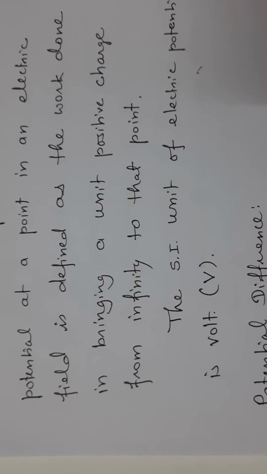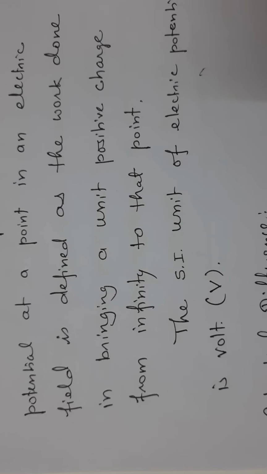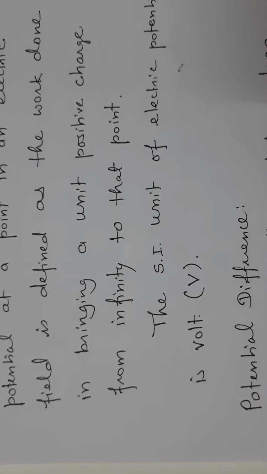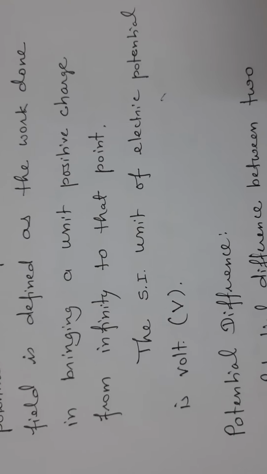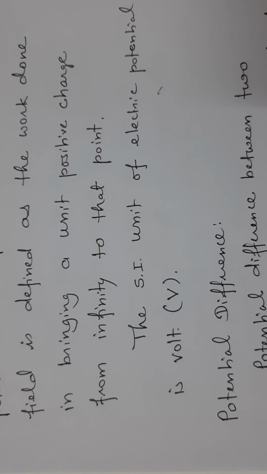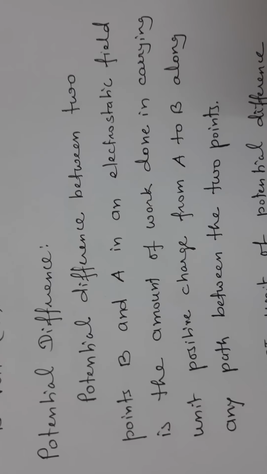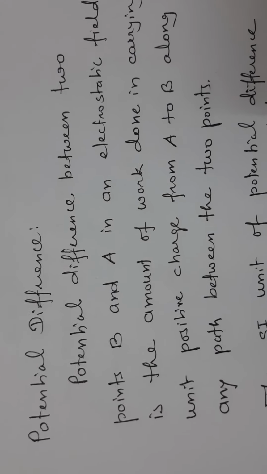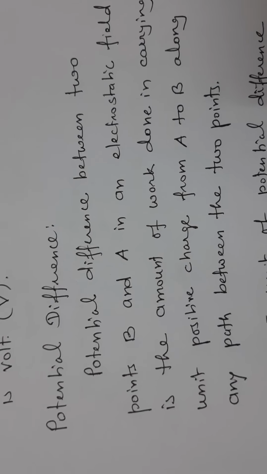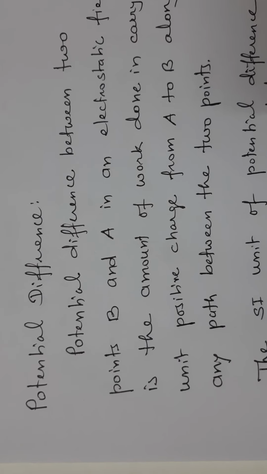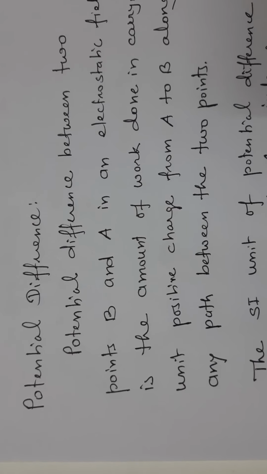That is known as electric potential at a point, or simply electric potential. The SI unit of electric potential is volt. Now, a more important quantity is potential difference. Potential difference between 2 points B and A in an electrostatic field is the amount of work done in bringing a unit positive charge from A to B along any path between the 2 points.